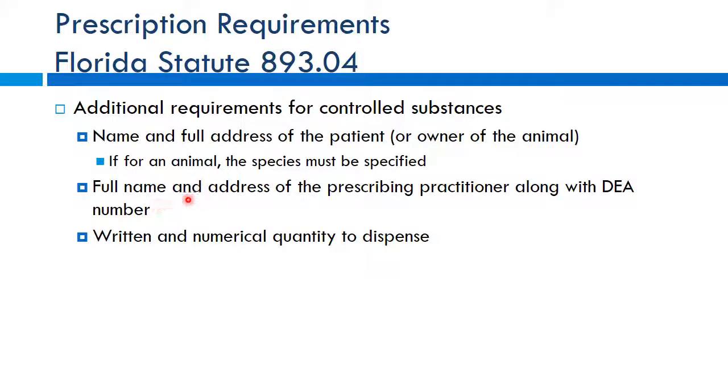Just kidding. And then you have the full name and the address for the prescribing practitioner along with the DEA number. If that's not on there, it's not considered valid. And then you have to have the written and numerical numbers. So you have to write 20 in numbers and then in letters as well to make sure we know exactly how many we're going to be prescribing.